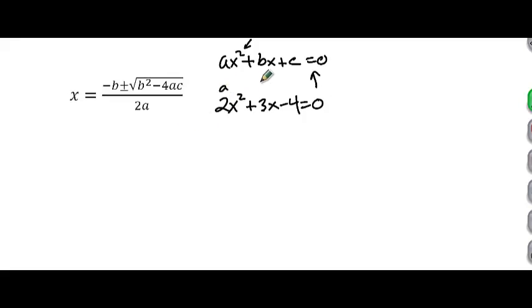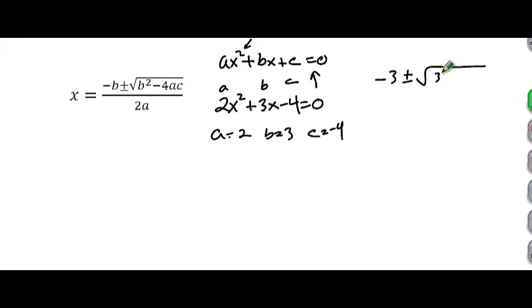So this is our a, this is our b, and this is our c. Now, we're not taking the x's with us. We're just saying that a is 2, b is 3, and c is negative 4. And then we plug into our quadratic formula. So negative b. So b is 3, so negative b would be negative 3. Plus or minus the square root of b squared.